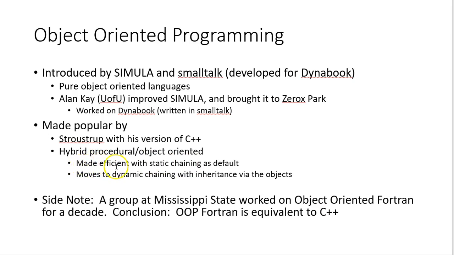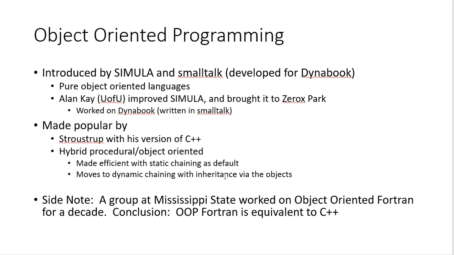It made efficient inheritance because it used static chaining as the default. Before C++, before object-oriented programming, computer scientists did not like static chaining. But all of our languages had it because dynamic chaining, which is sort of inheritance, you guys think of inheritance, dynamic chaining was too expensive. So by building this hybrid, C++ allowed us to be efficient most of the time and then do a little bit of dynamic chaining via inheritance through the objects only when we needed, making C++ still a reasonably fast language.